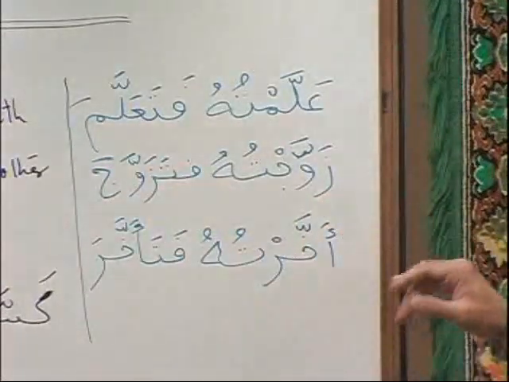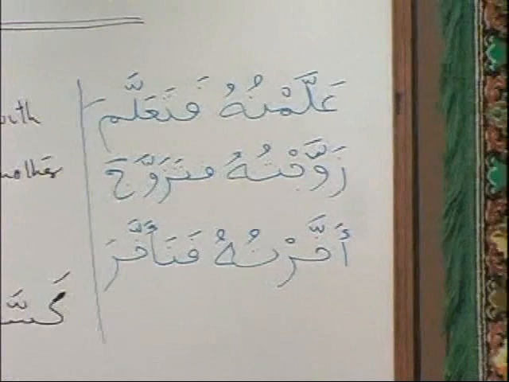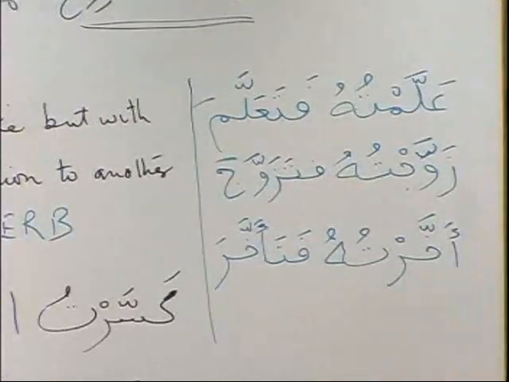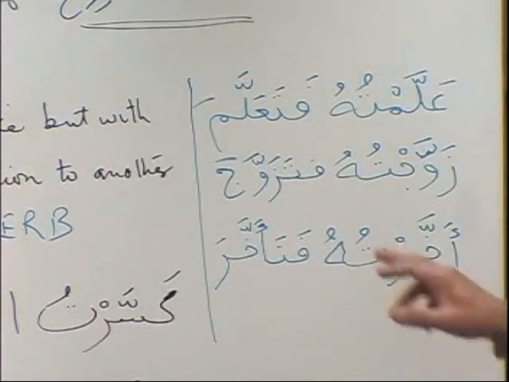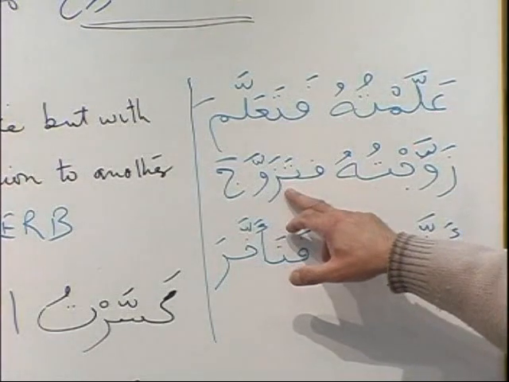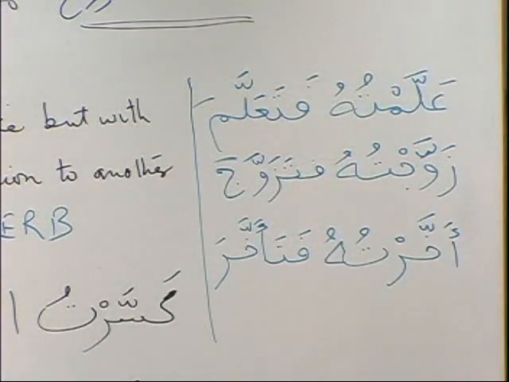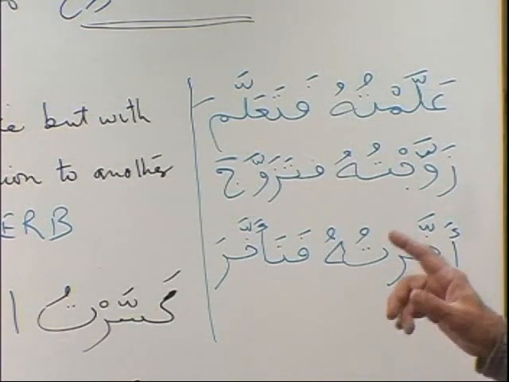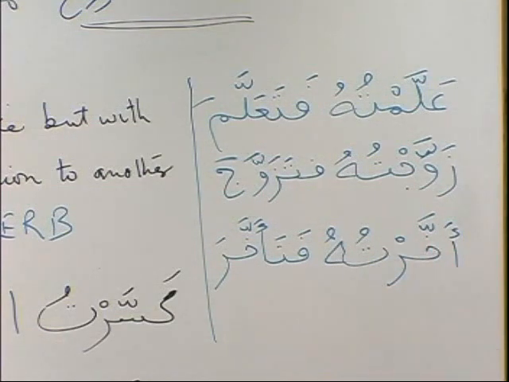And zawwajtuhu, I got him married. So what happened? He married. So where is who in here? Damir mustatir, fa'il. Remember? Akhkhartuhu, I delayed him. So what happened? He got delayed. Ta'akhkhara. Okay. So this is all you have to keep in mind, brothers and sisters.